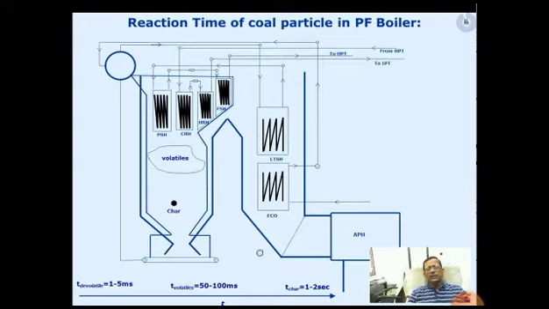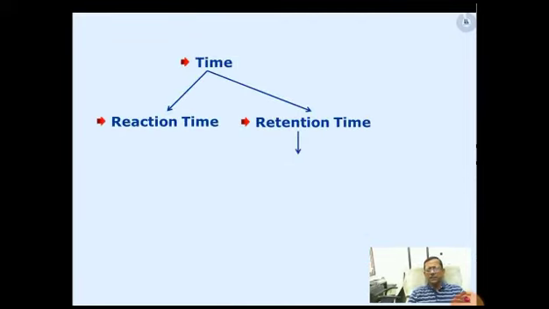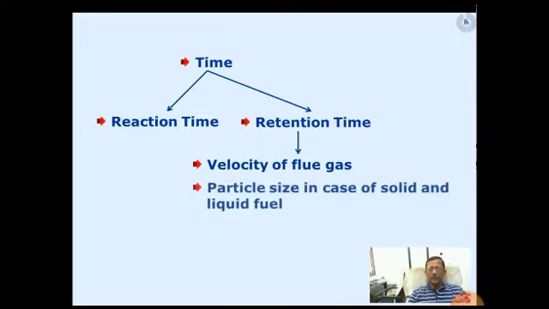Now the retention time means how long the particle stays in the combustion zone, right? That is the retention time. How long it stays in the combustion zone will depend again first on the velocity of the flue gas and the velocity of the particle. The higher the velocity, the lesser the retention time. And again, the velocity of the flue gas is not the only component which is going to influence the velocity of the particle. It will also be the particle size in case of solid and liquid fuel.